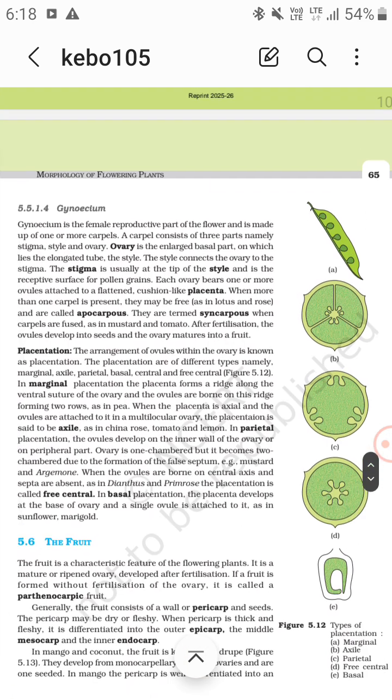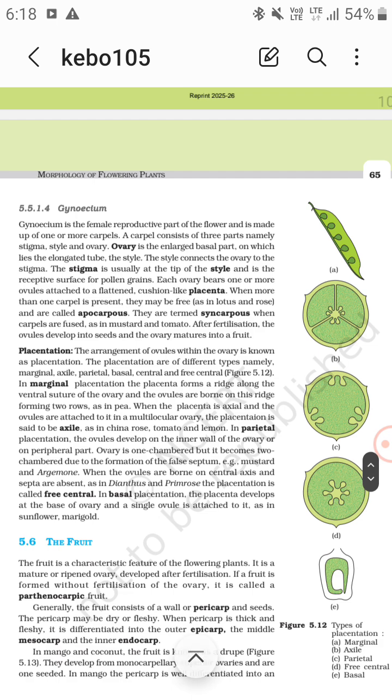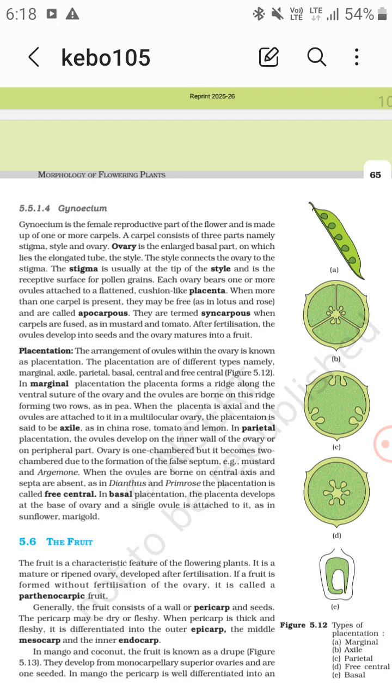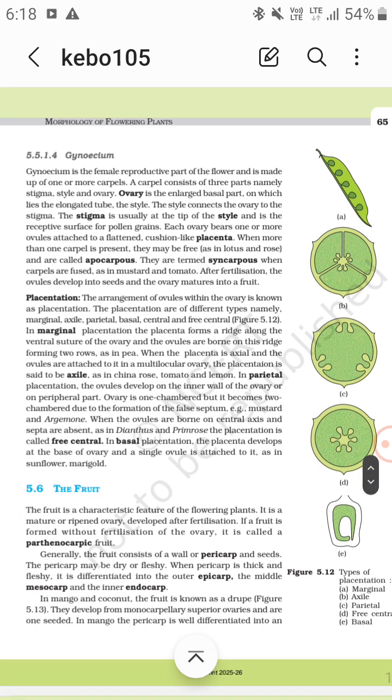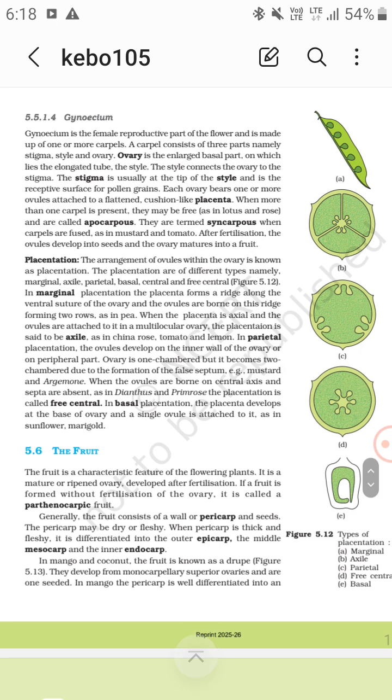And then when more than one carpel is present, they may be free, as in lotus and rose, and these are apocarpous. And when they are syncarpous, as in mustard and tomato, they are fused. So syncarpous: mustard and tomato; and lotus and rose are apocarpous. Now after fertilization, ovules develop into seeds and the ovary matures into a fruit.